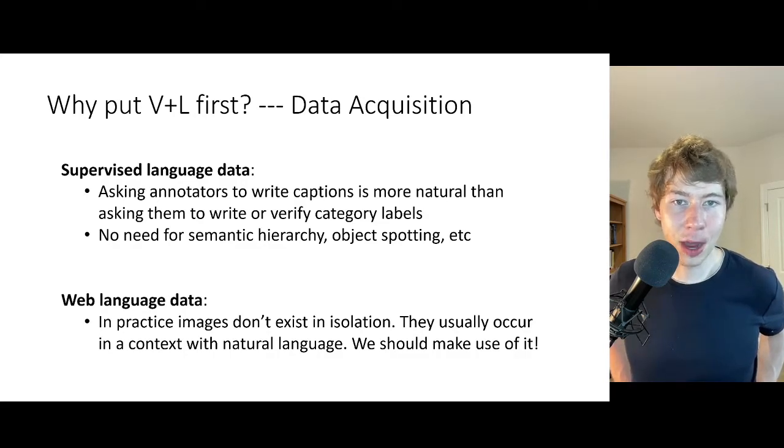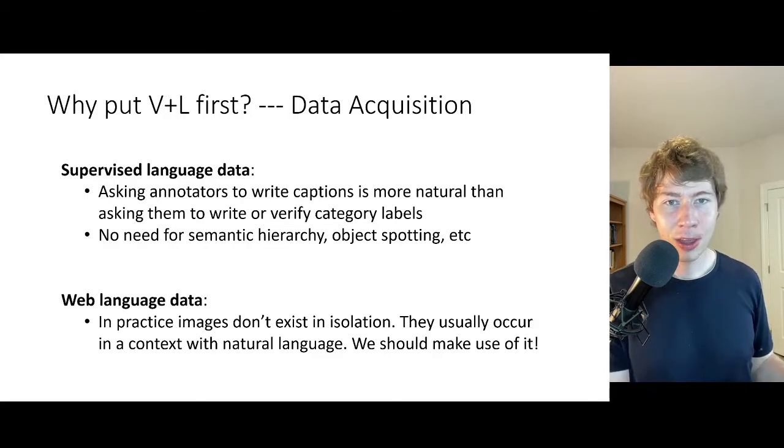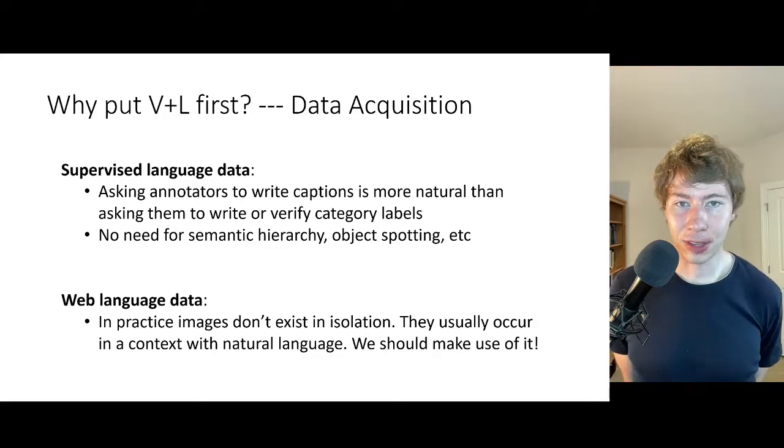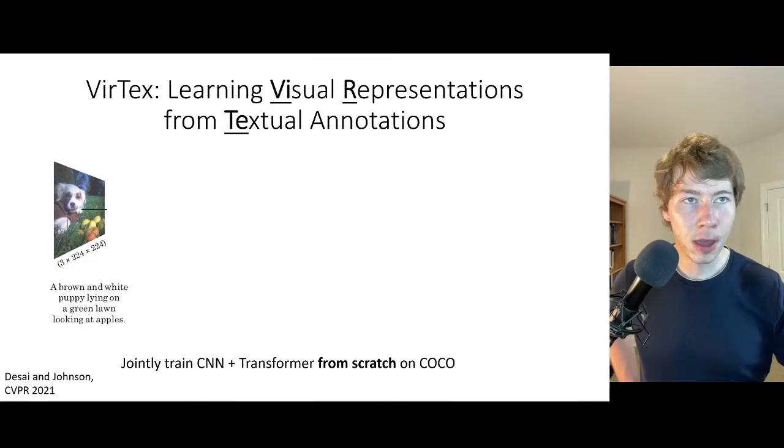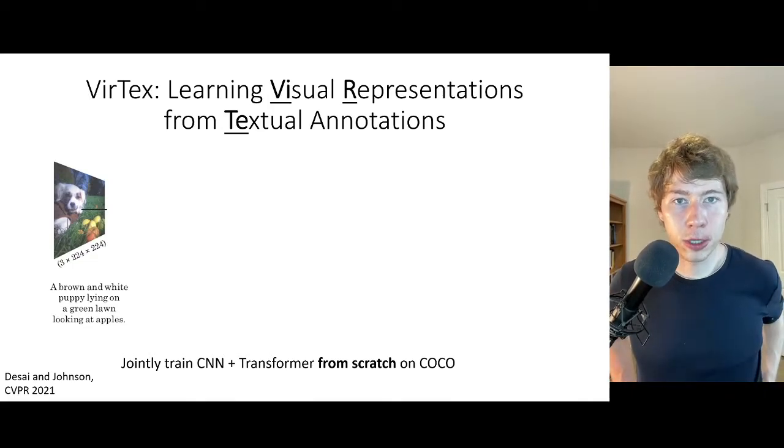There's tons of images out there on the internet, and they don't occur in isolation. Whenever there's an image on the web, there's almost always going to be some kind of language nearby, and we should be able to make use of that language in our pre-training pipelines. So with this philosophy of putting vision and language joint training first as the primary way to learn representations, we have a paper at CVPR called VirTex, Learning Visual Representations from Textual Annotations, that shows how we can make this work.